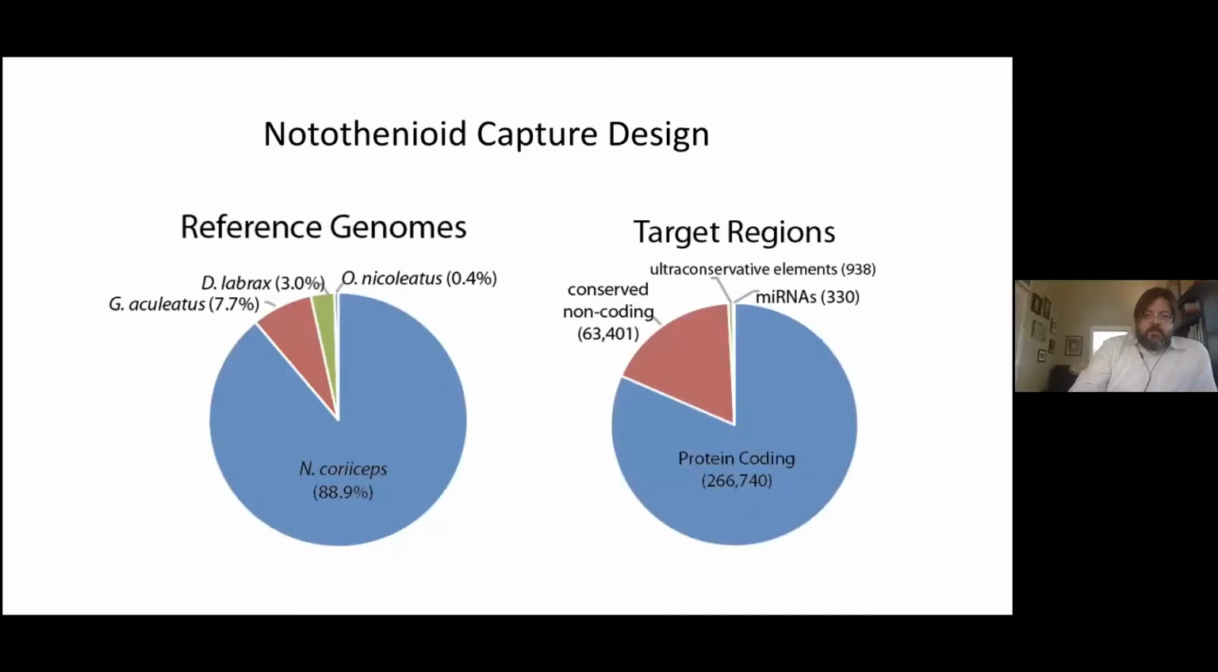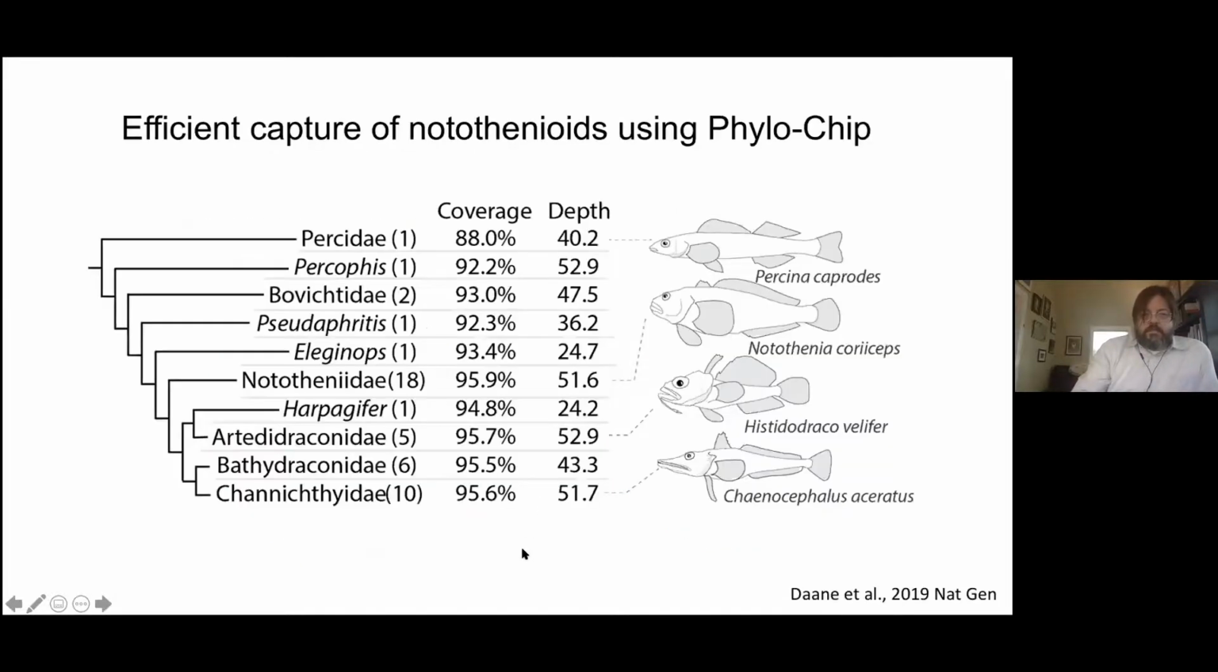We went about this by making a capture array for the group, and we added ultra-conserved elements, microRNAs, and conserved non-coding elements to it. We primarily used the sequenced genome that we had in place for this species, but we added stickleback and a little bit of other species to broaden our analysis. We can pull out about 90 to 95% of what we put into the equation, so this is a really efficient means of pulling out genetic material from this group. You get a depth of anywhere from 30 to 50%, so we have enough to ask about variation.